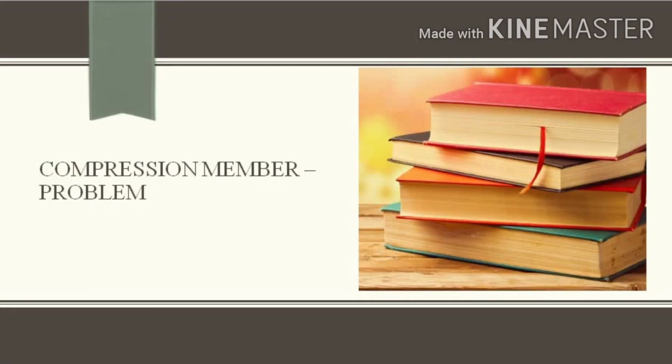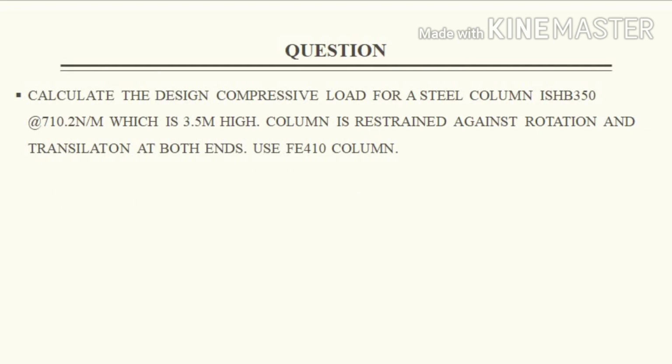Today we are going to discuss a problem on compression member. Our question: calculate the design compressive load for a steel column ISHB 350 at 710.2 Newton per meter, which is 3.5 meter high. Column is restrained against rotation and translation at both ends.